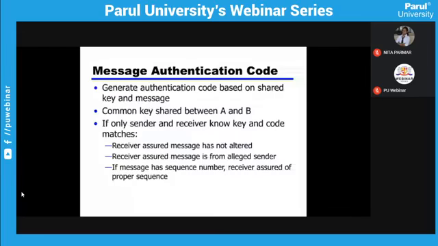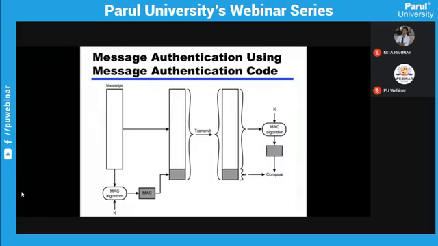And one more technique of data encryption is the message authentication code. It will generate an authentication code based on a shared key between sender and receiver. This key is only known to the source and receiver, and it ensures that the message is not changed in between the transaction, and the sequence is also maintained. So this is the diagram of message authentication using a message authentication code.